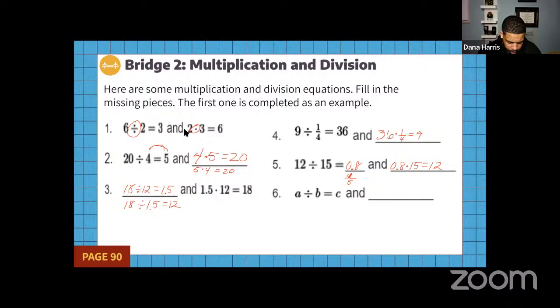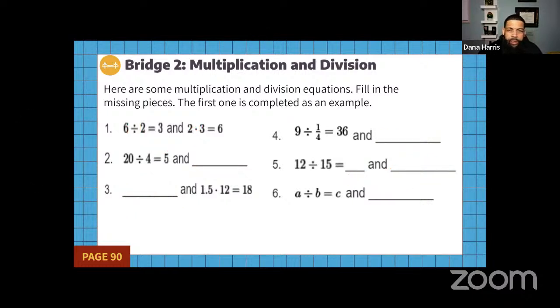So I did A and B. So A divided by B equals C. So then we could say C times B equals A. And depending on the scenario, I would leave it like this though. All right. So that's that.